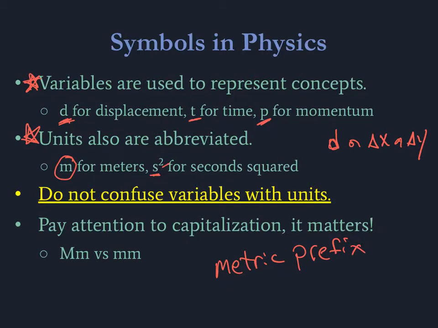And it's really important not to get the three confused and to also understand that capitalization matters. So, for instance, m as a variable is mass. Lowercase m as a unit is meters. And then down here at the bottom, lowercase m at the beginning stands for milli. So lowercase m has a lot of different uses for each of these types of symbol.